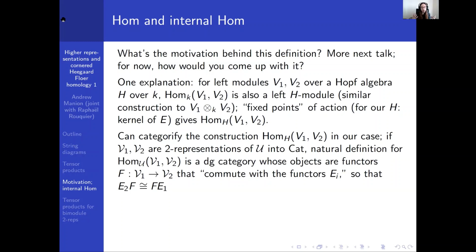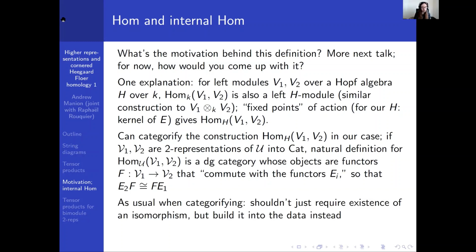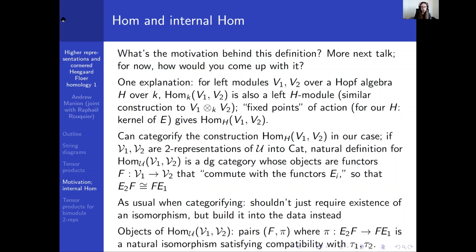It's a common phenomenon when categorifying things like this that you don't want to just require that there exists an isomorphism. You want to build an isomorphism into the data, almost into the data of F, so that you're never just looking at a bare F for which there exists an isomorphism. Rather, you are looking at pairs F comma pi, where pi is an isomorphism from E2 F to F E1. That's what we'll take to be objects of this Hom over U from V1 into V2.